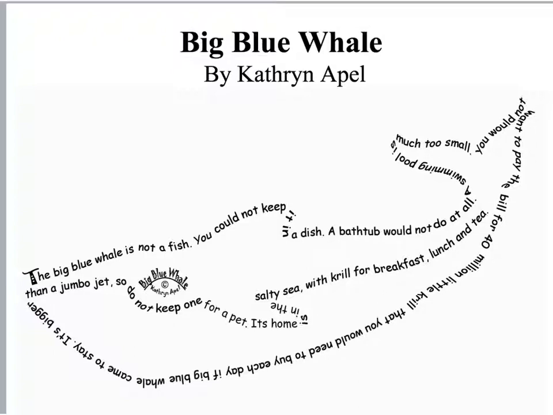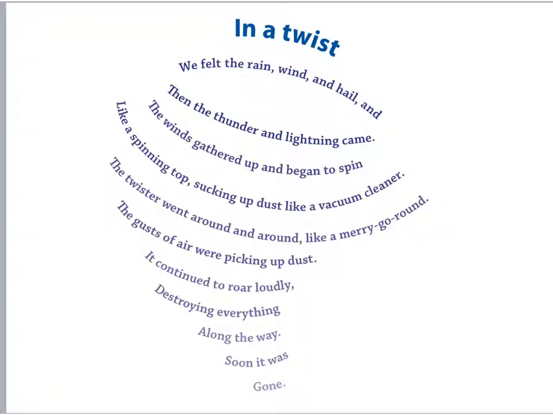Isn't it interesting and wonderful? You can write your poem like the shape of the whale. And here's one more. It's called In a Twist. Okay, have you seen a twist in a photo before? It looks like this, and it's so strong and windy that it will make everything on the earth go up. Okay, let's try to read it.